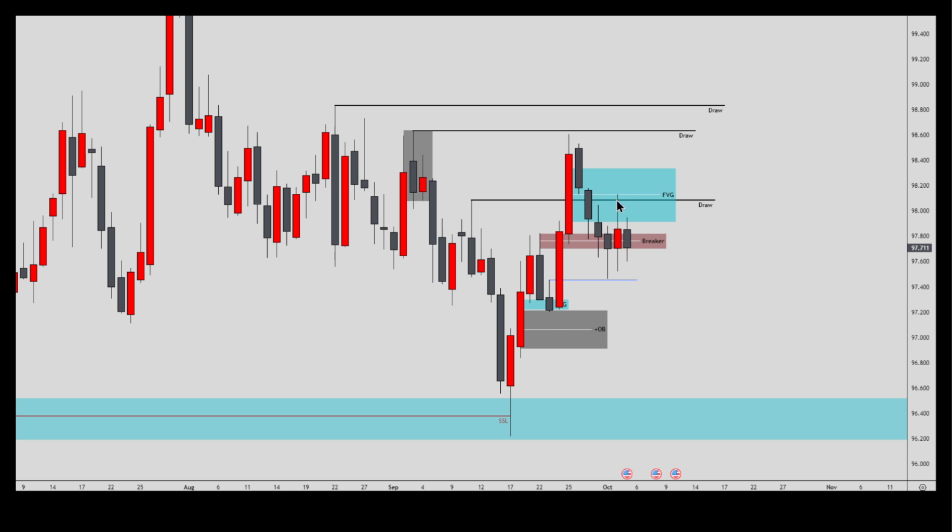And then we also wicked into that other fair value gap. But the thing I want to see from my technical analysis is to trade all the way up into this draw on liquidity and then this one and then this one and then the balanced price range. But fundamentally, what's going on in the world right now?